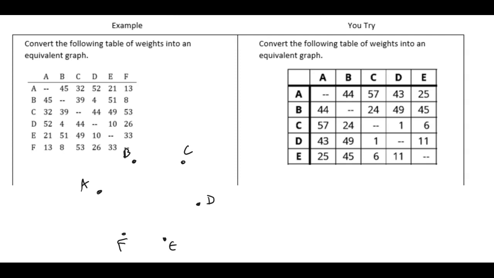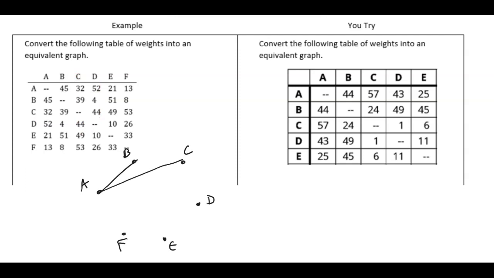Now these lines in here tell you that there's no path between A and, well, A and A, B and B. Okay, so that all makes sense. There's no path that leads from a point to itself because there's only one vertex. But every other spot has a number, which means there's an edge between every vertex. So let's draw those edges now.